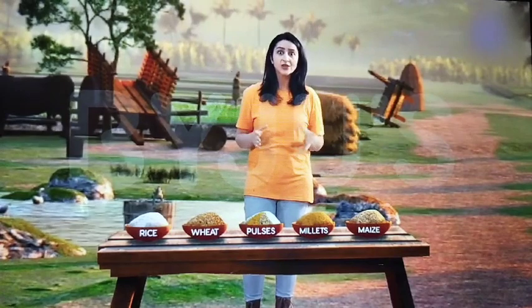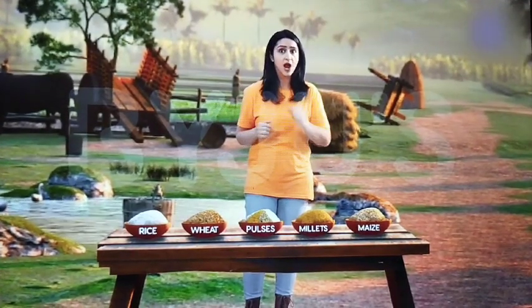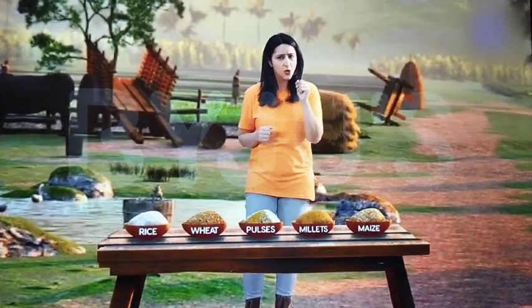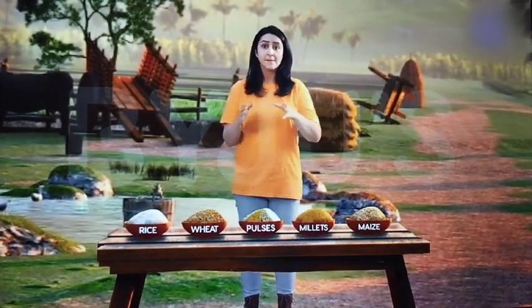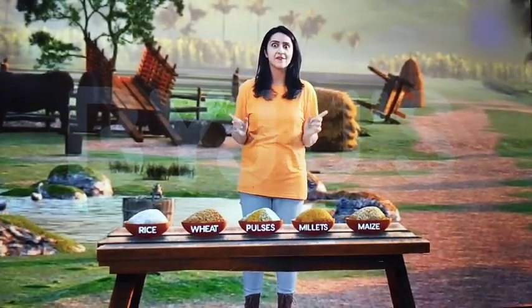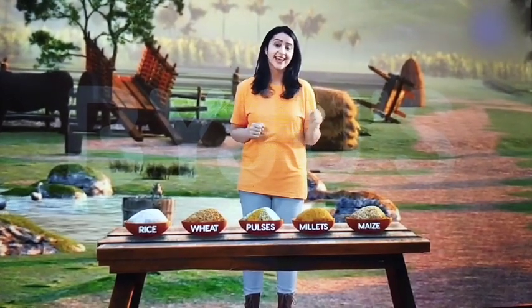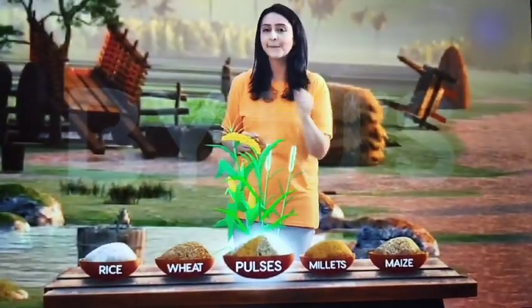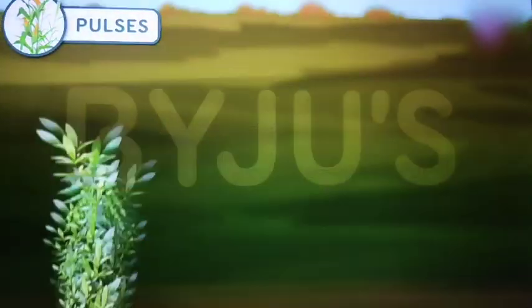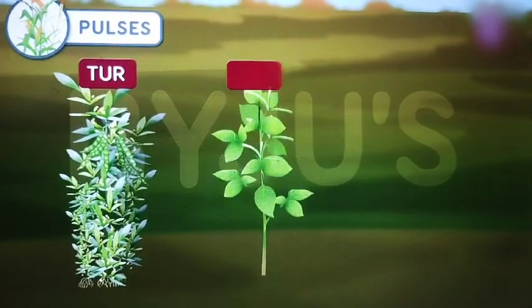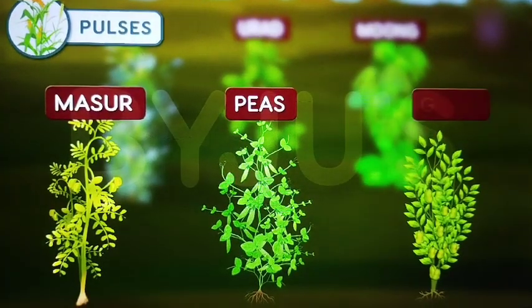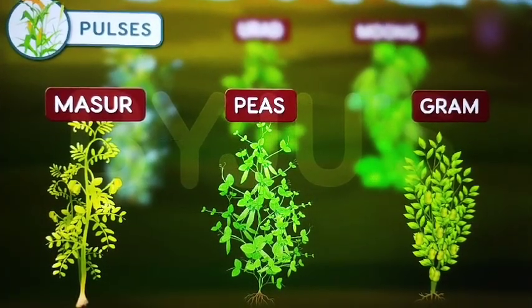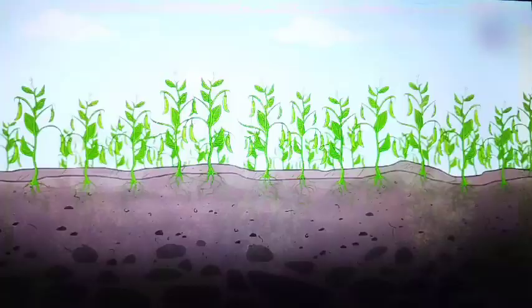You might know about the importance of protein for our growth, right? So, let me ask you a question. Which food is the major source of protein in a vegetarian diet? And the answer is pulses. Tur, urad, moong, masoor, peas and gram are major pulses that are produced in India.